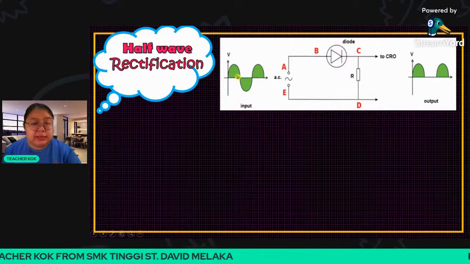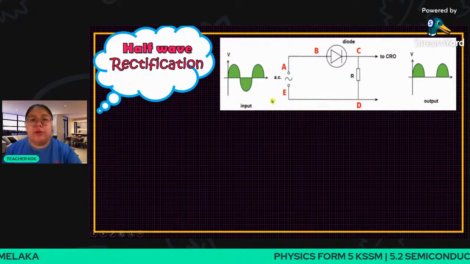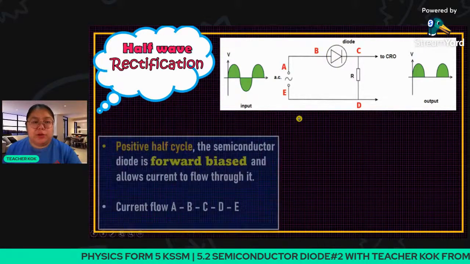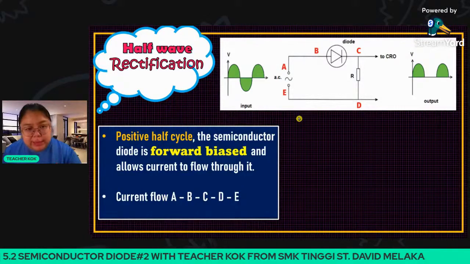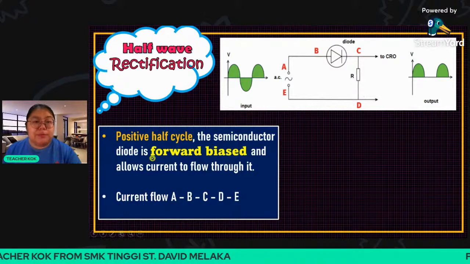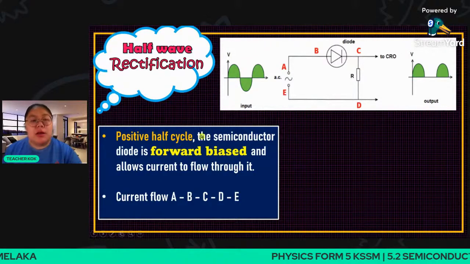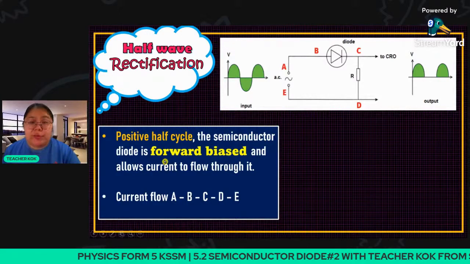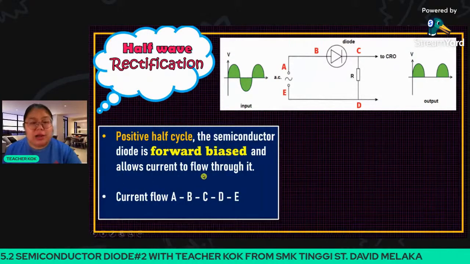We're using AC. You can see the voltage goes up, down, and up, down. From here, it passes through one diode only. We separate by cycle: there is a positive cycle and also a negative cycle. Positive cycle means the upper part. The positive cycle is forward bias. Forward bias means the connection is okay, and it allows the current to flow.